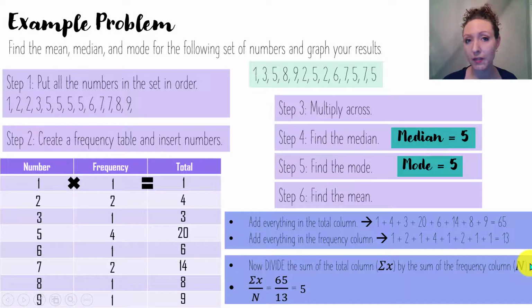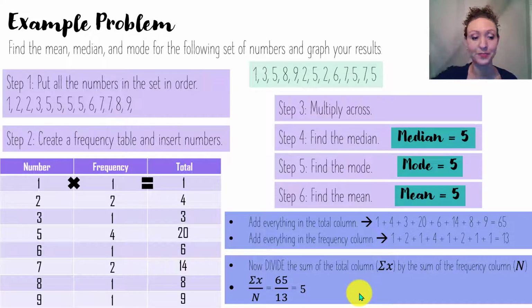So once we have those, we can plug those numbers into our mean formula that I showed you in the previous slide. All that we have to do is plug those numbers in. So here's the formula here. We plug those numbers in here, and that means that when we divide 65 by 13, we are going to get a value of 5. So that means that for this problem, our mean is going to be 5.